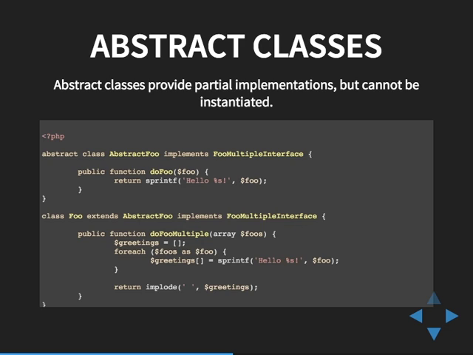And as you can see, the abstract class, abstract foo, implements the foo multiple interface and then provides a body for one of the methods. Because if we recall what we just saw, foo multiple interface has a do foo method and a do foo multiple method. And this class only provides a body for one of them, right? So that means it's abstract, and we have to use the abstract keyword before we define the class. That also means that we cannot create an object out of this directly, which is why we have a regular class, a little below, that extends this one and provides the implementation, as we call it, for the remaining unimplemented method on that class.